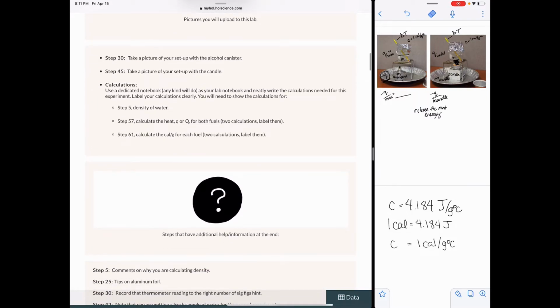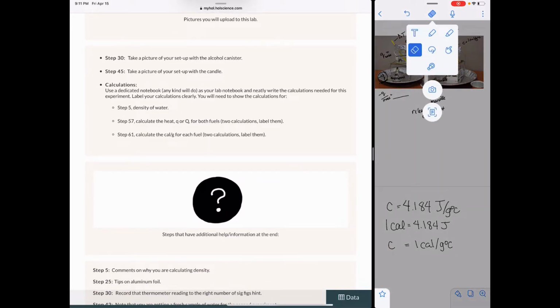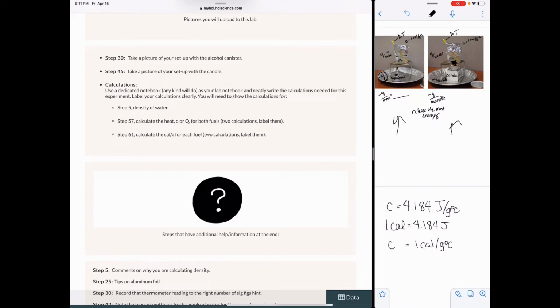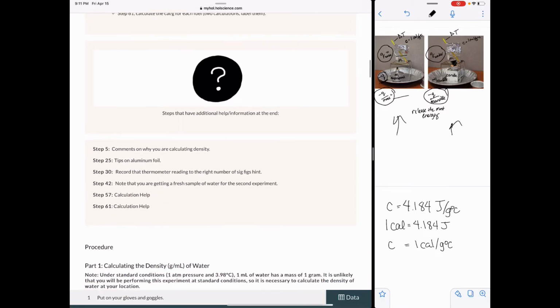You're going to have a picture of the left thing. You're going to have a picture of the right thing. And you're going to have a picture of 3 different types of calculations. Note that you're going to do a Q calculation for this one and a different Q calculation for this one because they're going to have different amounts that they've changed in delta T's. And then you're going to do a Q per mass. It's just dividing the Q by the mass of the fuel for each. So it's not a hard calculation there. It's just a division. And so you're going to need to have all those calculations and pictures of them.